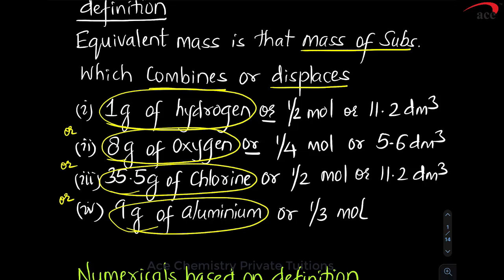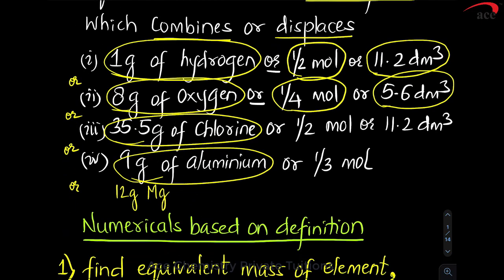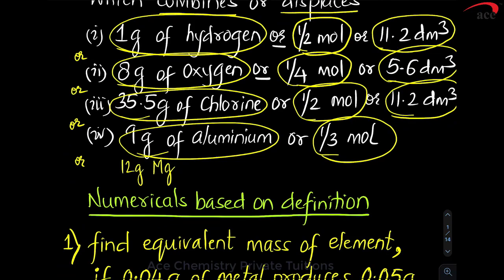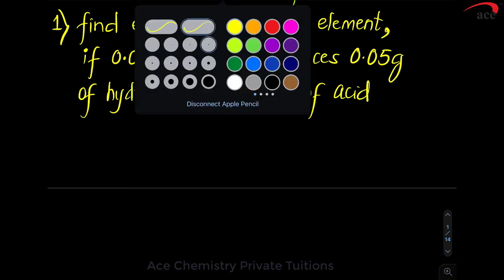oxygen or 35.5 gram of chlorine or 9 gram of aluminium. If you want, you can continue with 12 gram of magnesium too. 1 gram of hydrogen, if you write it by mole concept, is half a mole or 11.2 decimeter cube of space at STP. Similarly, 8 gram of oxygen is 1/4 mole, which is 5.6 decimeter cube at NTP. Similarly, 35.5 gram of chlorine is half a mole, which is 11.2 decimeter cube of chlorine. Similarly, 9 gram of aluminium is 1/3 mole.